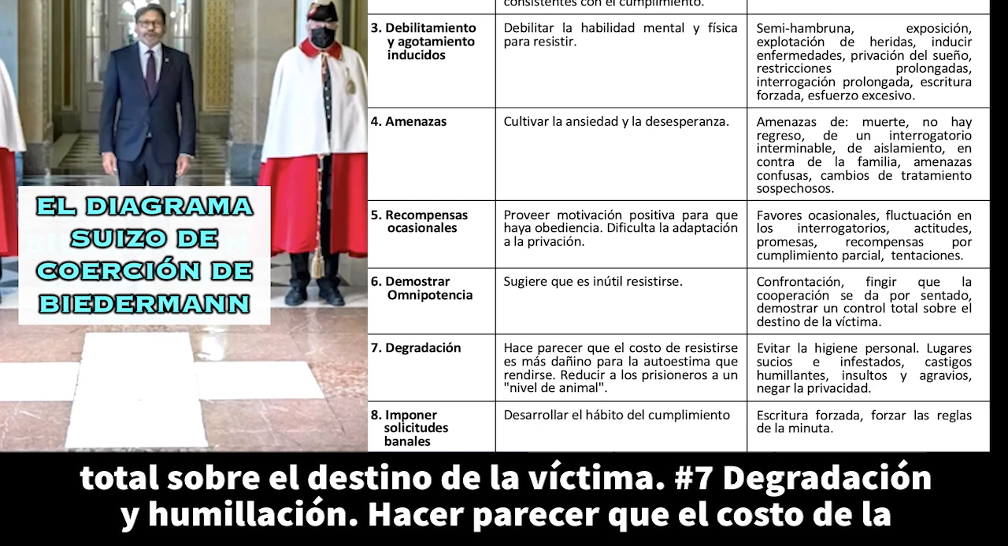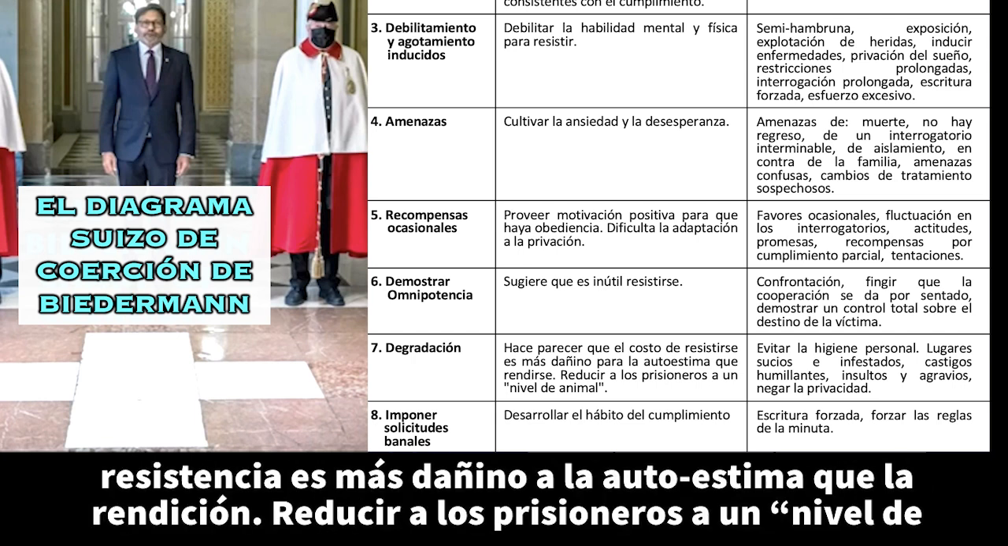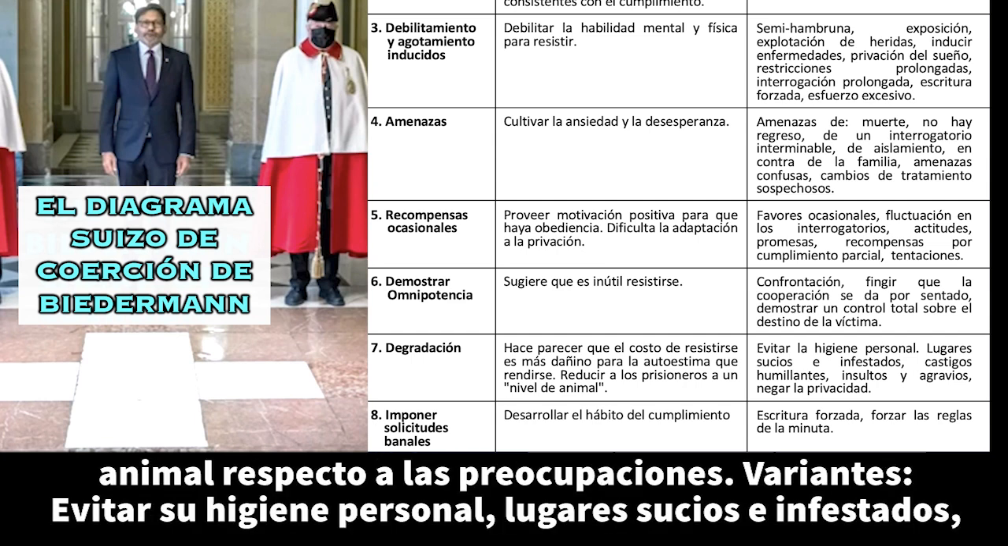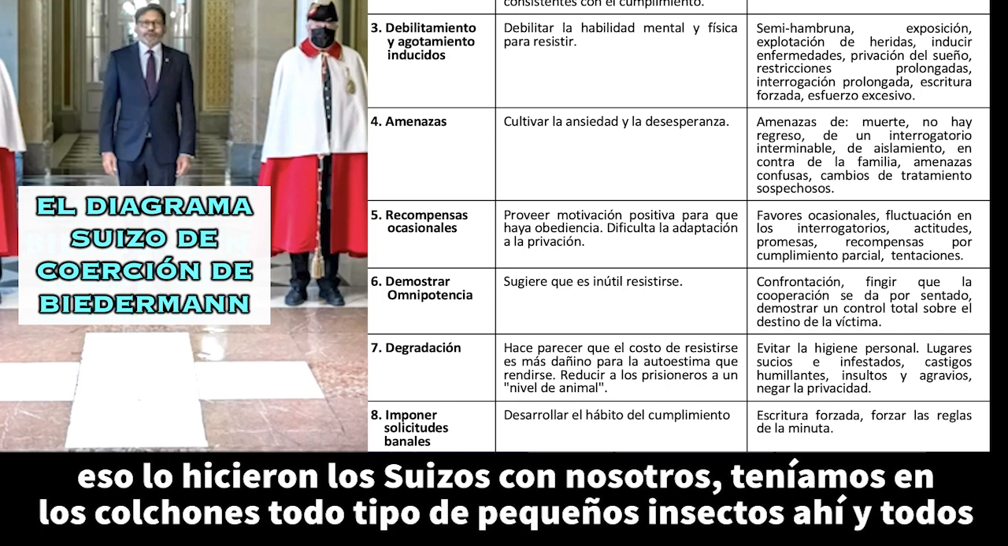Number 7, degradation and humiliation, makes cost of resistance appear more damaging to self-esteem than capitulation, reduces prisoners to animal-level concerns. Variants are personal hygiene prevented, filthy, infested surroundings. Well, Swissy did that with us. You know, we had mattresses. We had all sort of little insects in there.